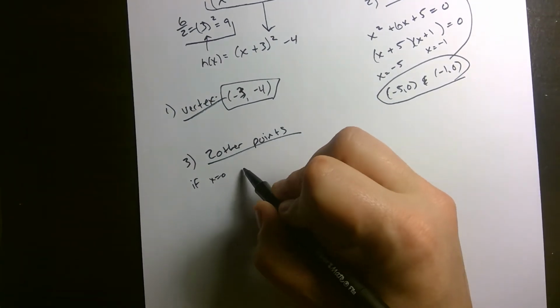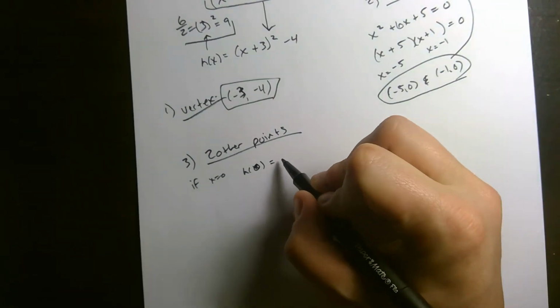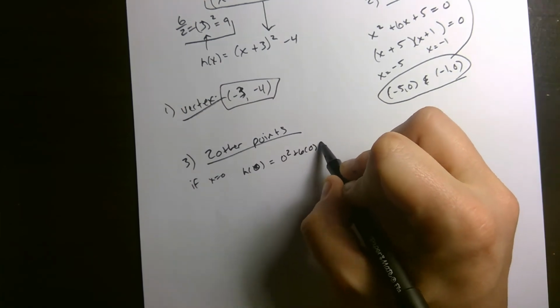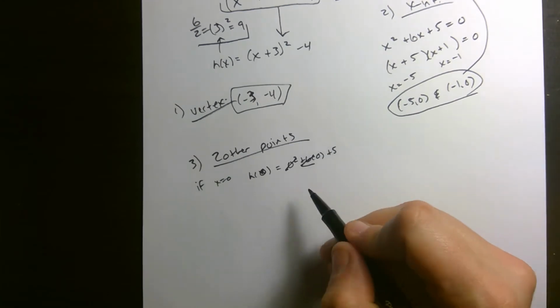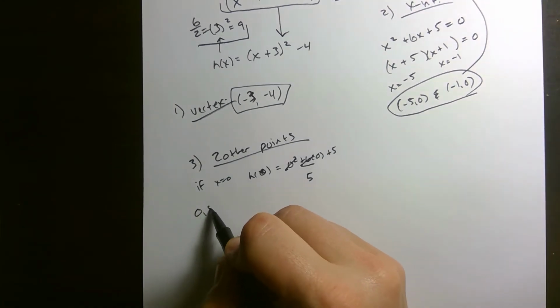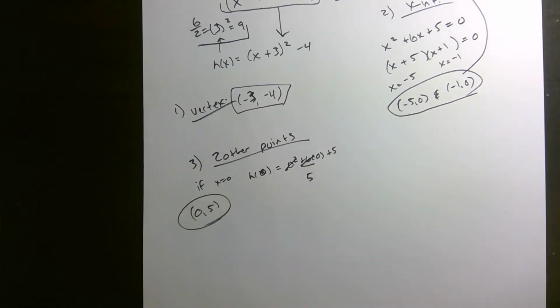So if x equals 0, and I'm looking for h of 0, that's going to be 0 squared plus 6 times 0 plus 5. Well, 0 squared is just 0, gone. 6 times 0 is just 0, gone. Leaves me with just the number 5. So I have the point (0, 5). There's my y-intercept. That wasn't so bad.